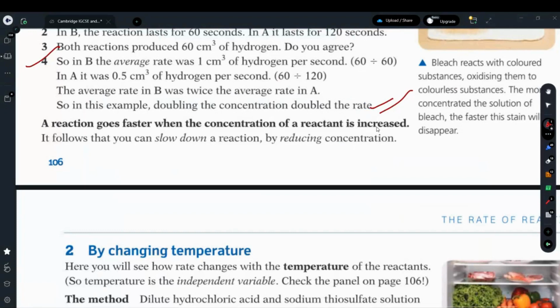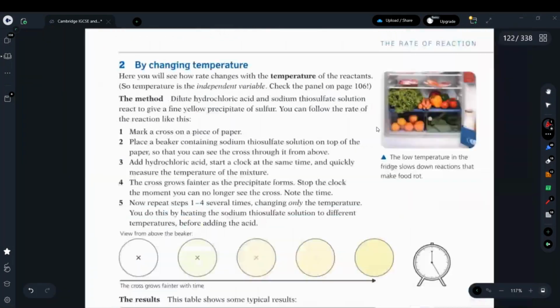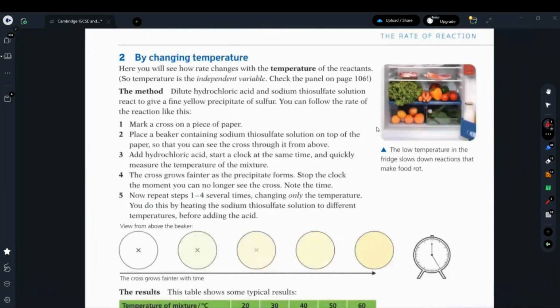Okay. Now this brings me to the next one. What happens when we change the temperature? Rate of reaction is obviously affected by temperature here. So therefore temperature is the independent variable, and rate of reaction is the dependent variable. Understood? So in this case, again, a similar reaction is there.